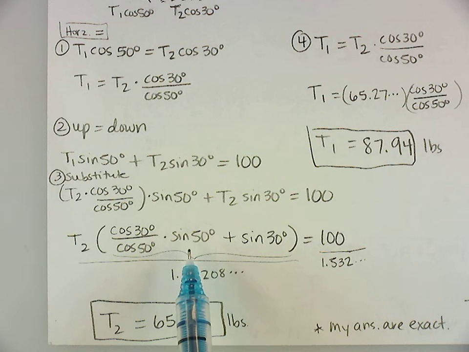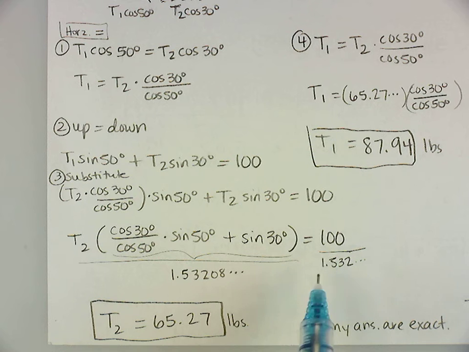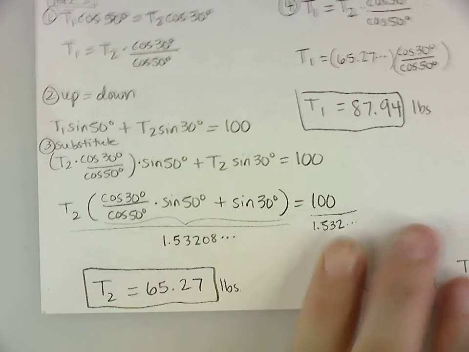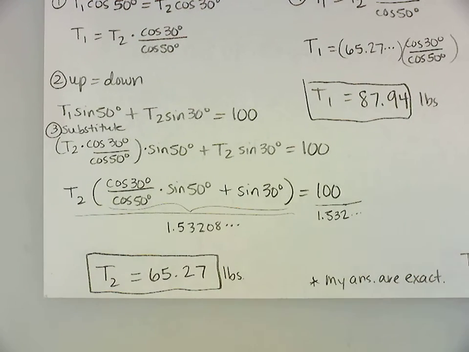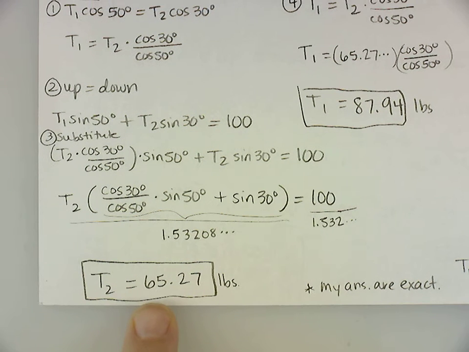So in my calculator, I do the cosine of 30 divided by the cosine of 50. I press enter. Then I multiply by the sine of 50. I press enter. Then I add the sine of 30. I press enter. And then I can do 100 divided by that answer. That way I'm going step by step, and I know I'm not going to mess up any parentheses. So that's going to give me my tension in the second string.